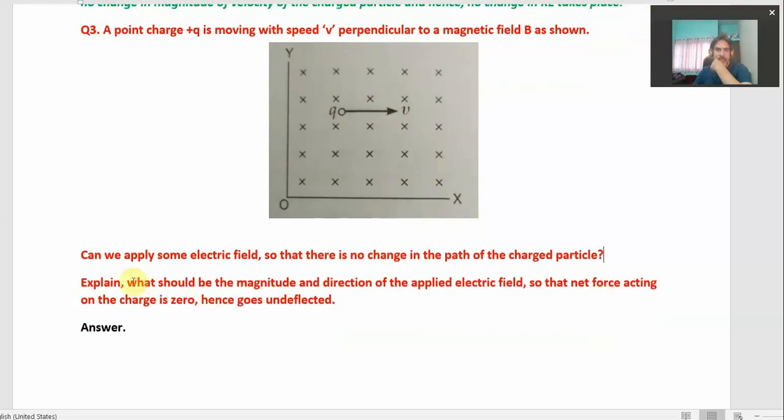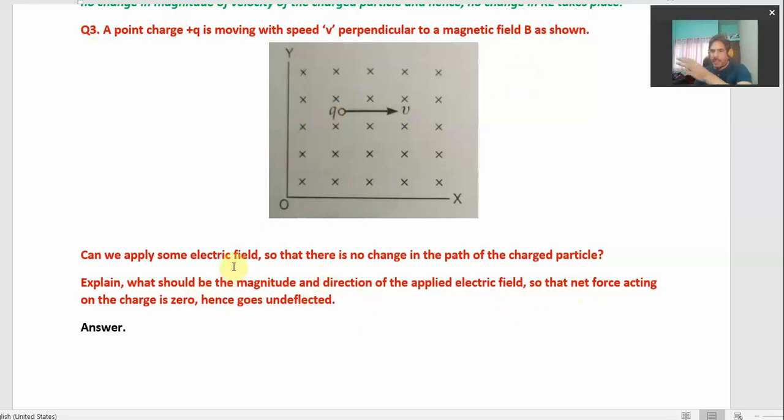Then we are asked to explain what should be the magnitude and direction of the applied electric field. The direction, as we have already discussed, should be along the negative y-axis, opposite to the magnetic Lorentz force. We have to calculate the magnitude only. The magnitude and direction of the applied electric field should be such that the net force acting on the charge is 0, because the force applied by the electric field will balance the magnetic Lorentz force. Hence there will be no net force acting on the charged particle, and the charged particle goes undeflected, it will keep on moving straight.